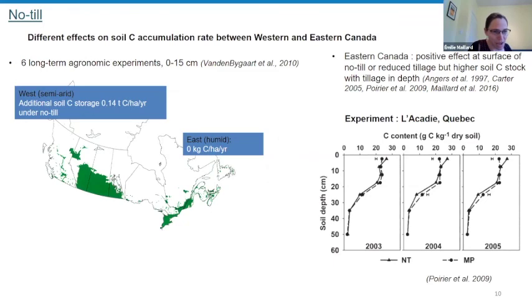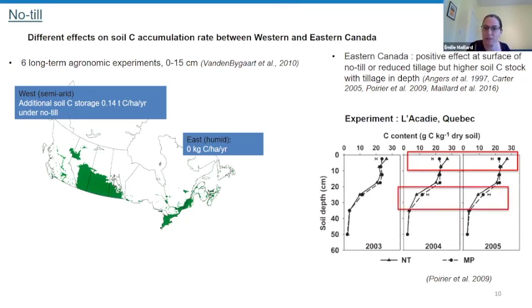Concerning no-till, we have very different effects on soil carbon accumulation rate between Western and Eastern Canada, like Derek said earlier. In fact, a study from 6 long-term agronomic experiments reported an additional soil carbon storage rate of about 0.14 tons of carbon in Western Canada, but in Eastern Canada, it was equal to zero. And more precisely, for Eastern Canada, the positive effect at soil surface with no-till or even reduced tillage is associated with higher carbon stocks with tillage in depth. And these results are also observed in other studies in Northern Europe.